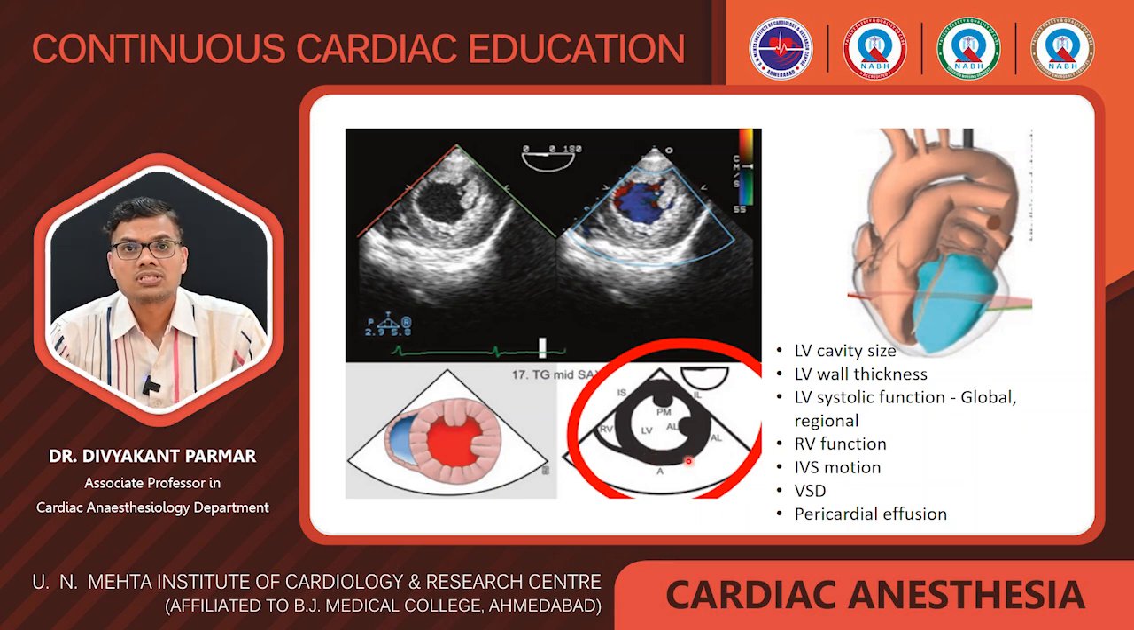We can also assess the left ventricular function. Then for volume status, this view is also most important. We can also assess the RV function. Whenever the interventricular septum is straight, it will suggest pulmonary artery hypertension. And if any pericardial effusion is present, we can also see it here.